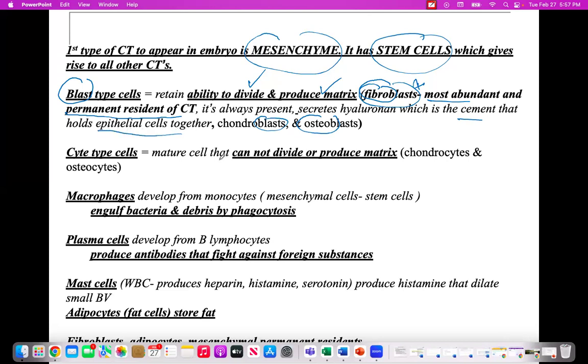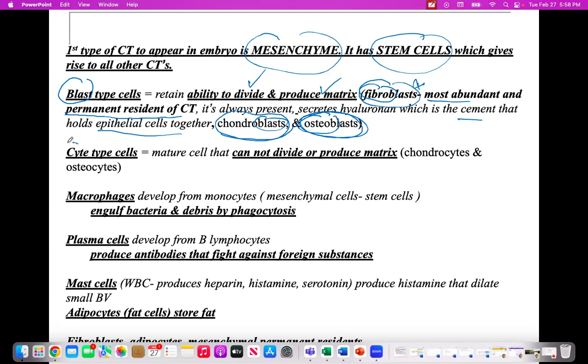and that's kind of like the cement that helps to hold the epithelial cells together. Okay, then we have chondroblasts that are involved with cartilage, and then osteoblasts that are involved with bone. So whenever you see that word blast, it means that they're kind of these immature cells. They multiply, divide, and they can produce matrix.